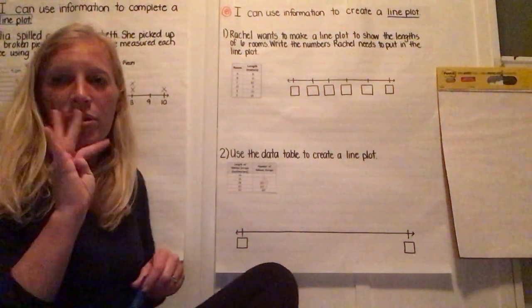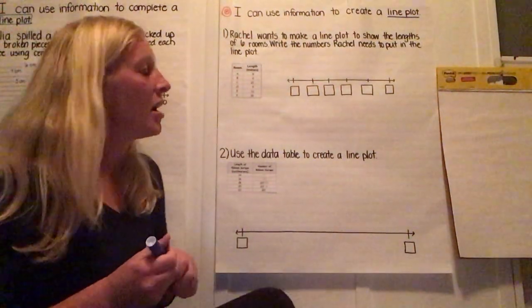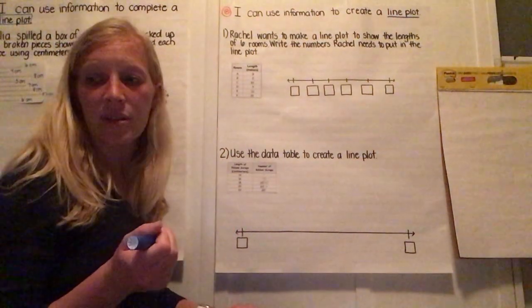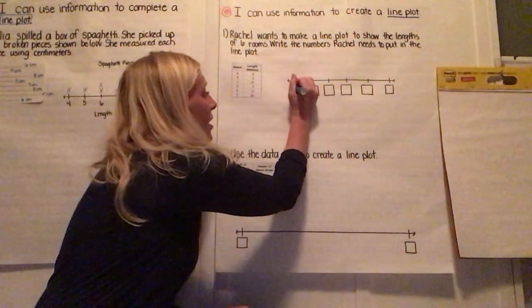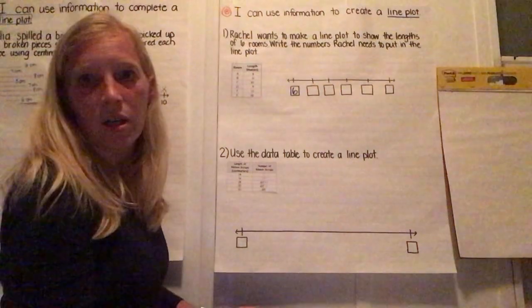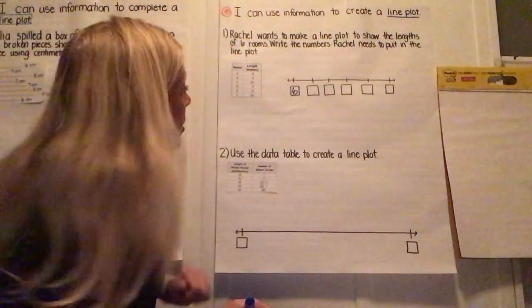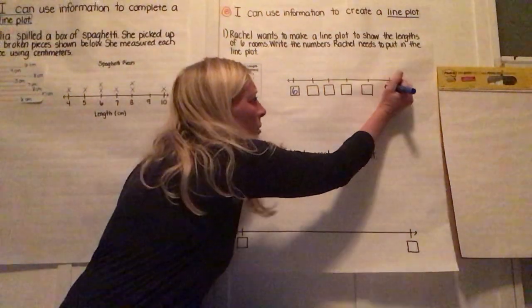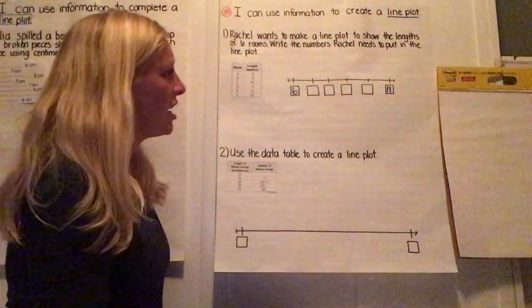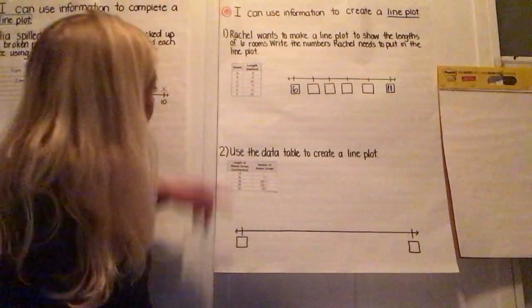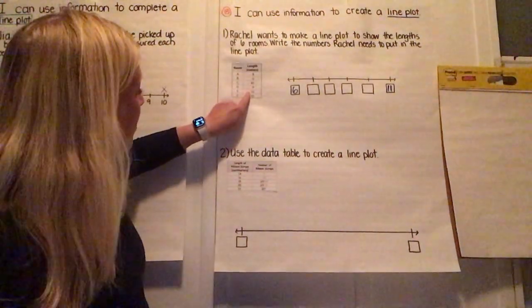Okay. Eyes on me, 5, 4, 3, 2, 1, and done. What number did we start with, my loves? Why 6? It's the smallest number. What number did we end with? Why 11? Why not 12 or 13 or 14? 11 is the longest or the biggest number.